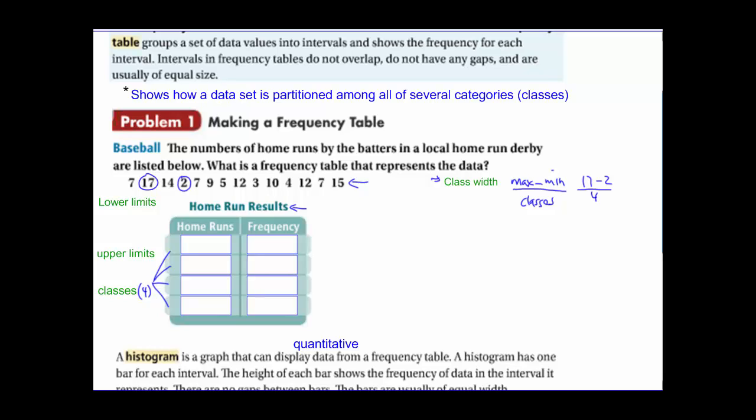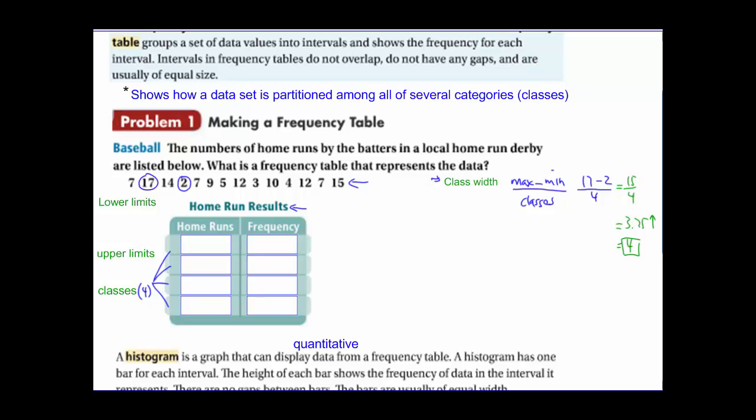So 17 minus 2 divided by 4, 15 divided by 4 gives us 3.75. What we're always going to do, especially if we get a decimal, is round up no matter what the decimal is. We want a whole number. So if we round up from 3.75, this gives us a class width of 4.